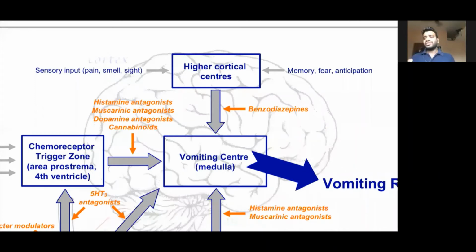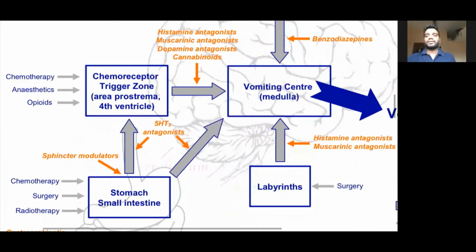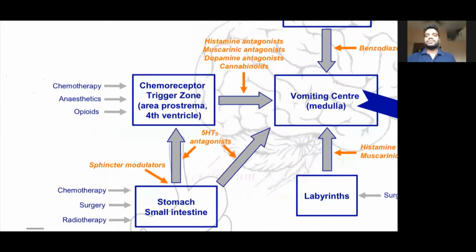So basically, you should know the reason for vomiting, and based on that you can give the treatment. If the vomiting is because of fear, memory, anticipation, that is from the sensory cortex region, you can give them a benzodiazepine. Clear? Is this one clear? Yes, sir. Okay.